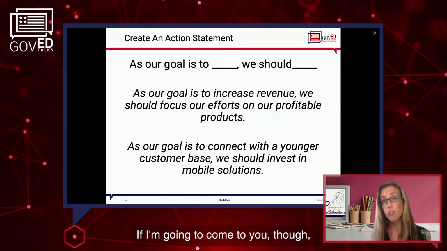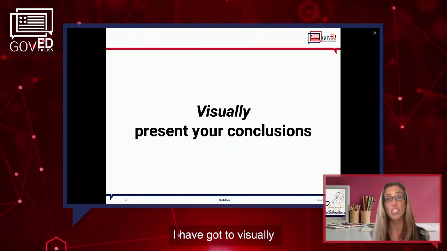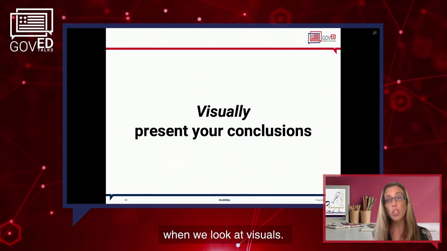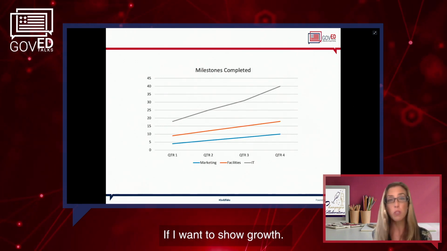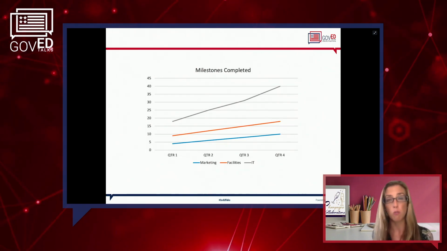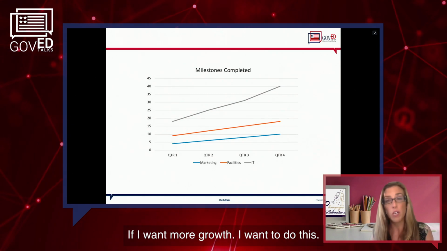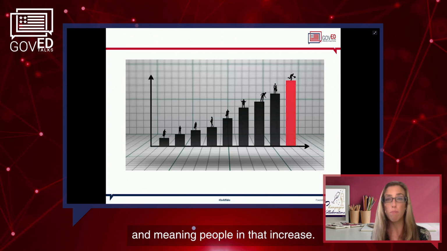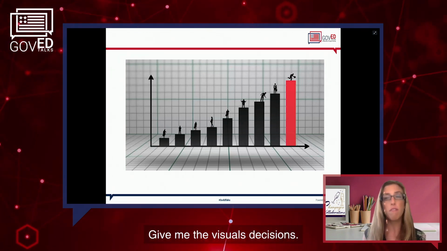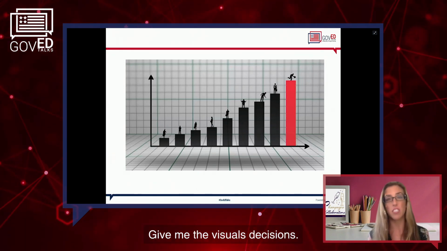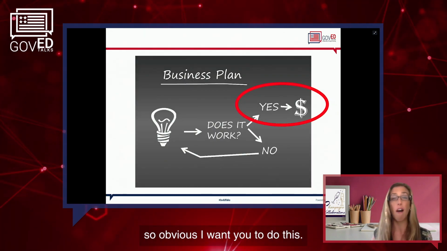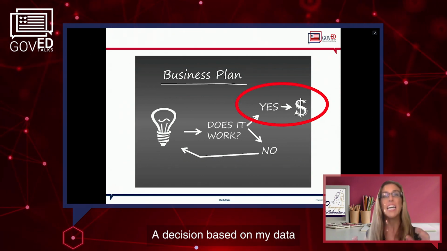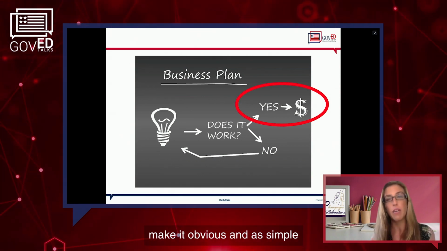Now, if I'm going to come to you with this proposal, I have got to visually present my conclusions. And think about what we see, guys. When we look at visuals, if I want to show growth, give me a trend line that shows growth. If I want more growth, I want to do this, give me the growth picture. I'm talking about resources and needing people in that increase, give me the visuals. Decisions: do you have it laid out so it's obvious, I want you to do this. If you do this, you will get this. A decision based on my data, make it obvious.